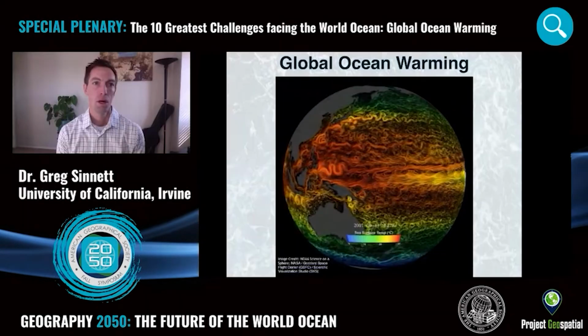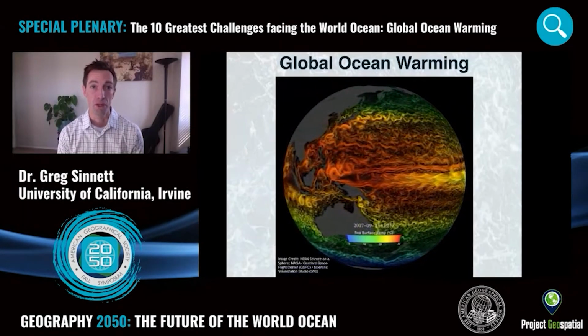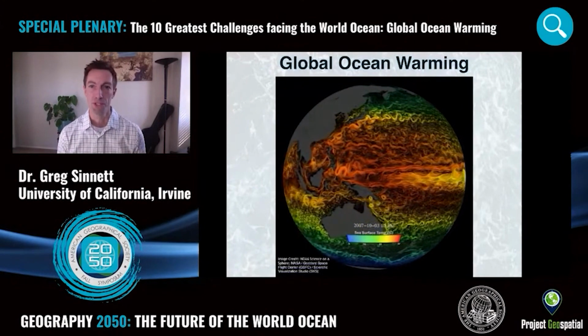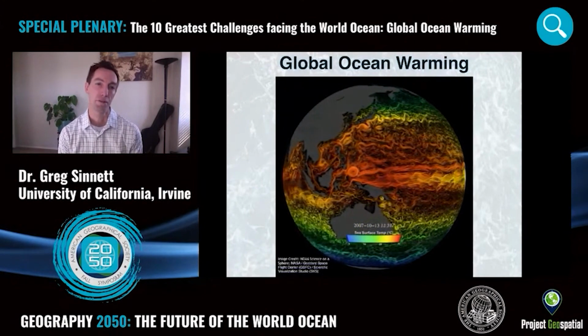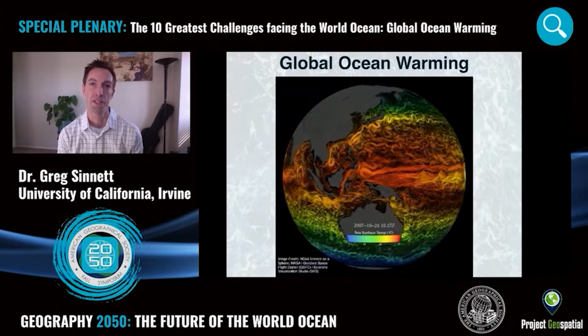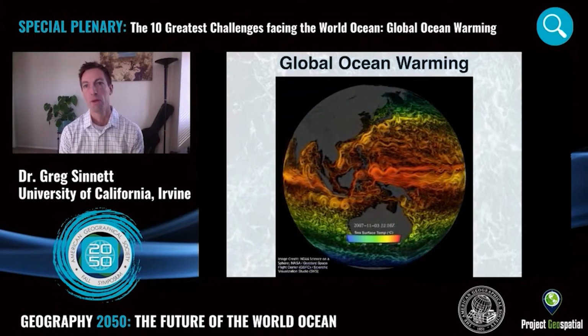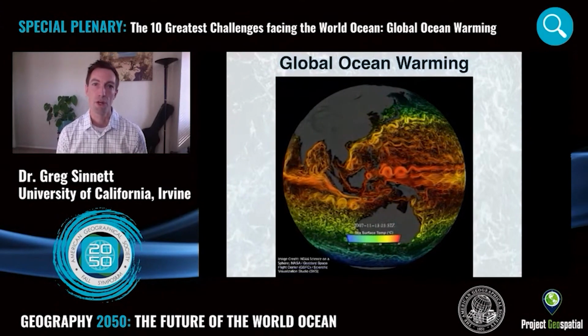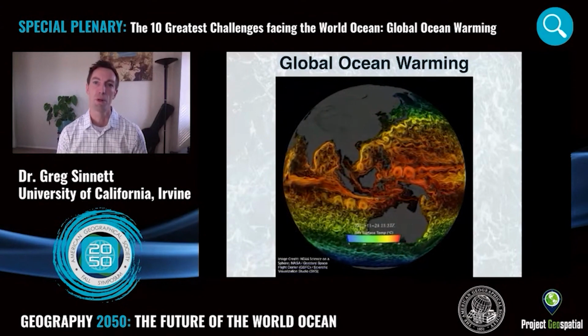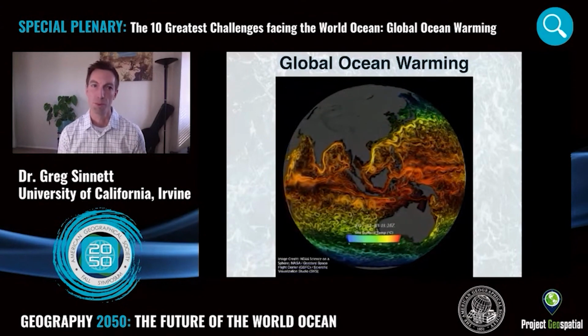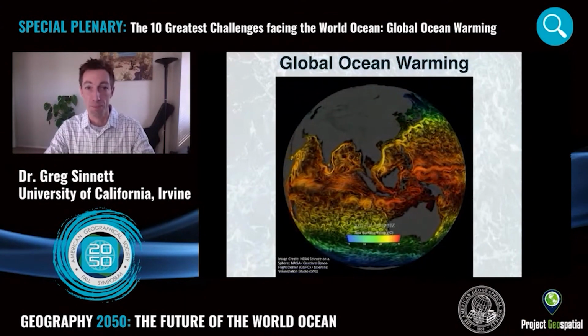Okay, thank you, and hello everyone. My name is Greg Sennett. I'm a postdoctoral researcher at the University of California, Irvine, where I primarily study coastal ocean processes. One of the ways that I do that is by measuring ocean temperature in ways that inform us about water mixing, transport, and other important physical aspects.